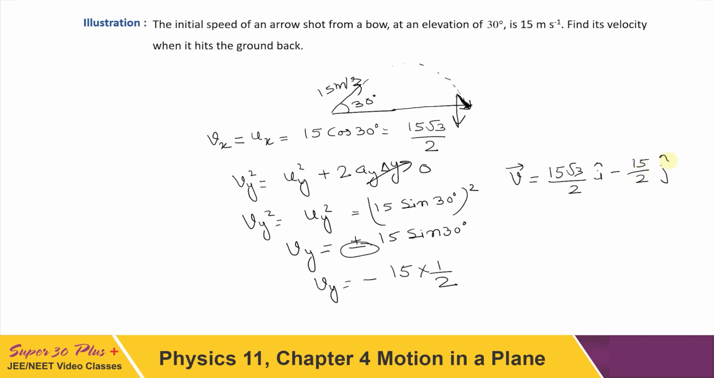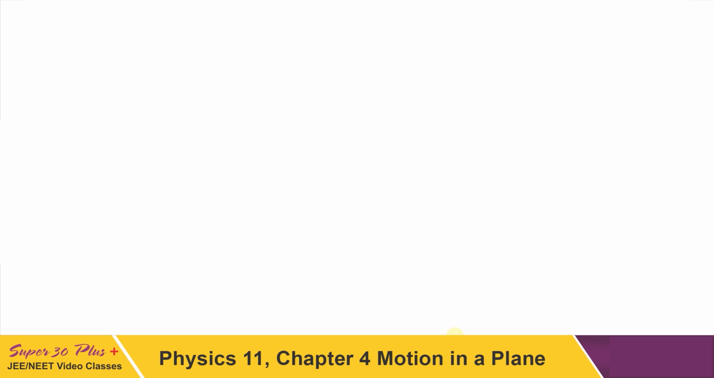So i minus 15 by 2 j. This is velocity when it hits the ground back, and as you can see these 2 points are at the same horizontal. So x component will remain the same. Of course it will remain the same throughout the journey. And what about y component? Y component will have the same magnitude, only direction gets reversed, and this is true for all such points. If you consider any 2 points in this projectile motion, whether these 2 are the points or this point and at same horizontal this point, or this point at same horizontal again this point.